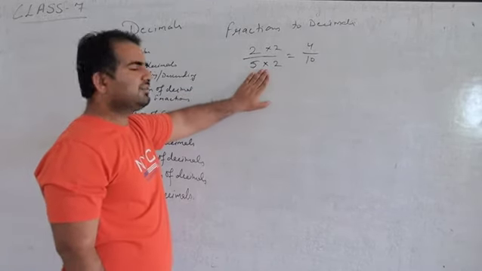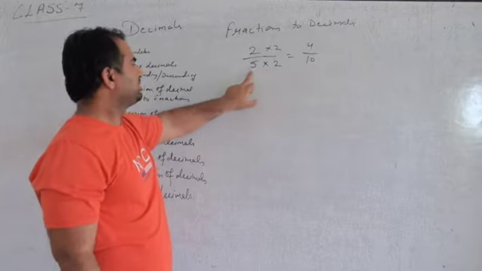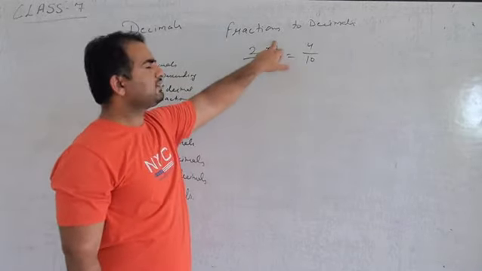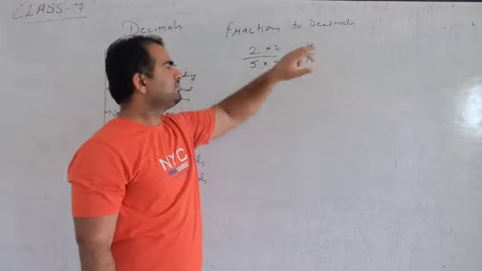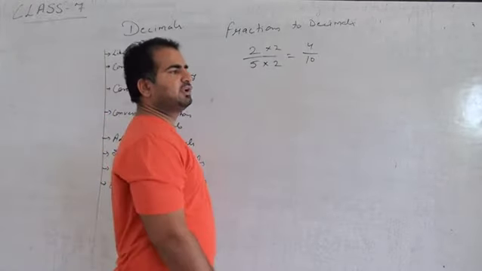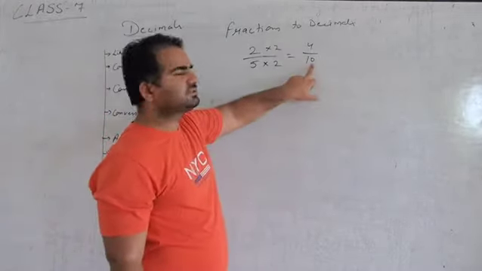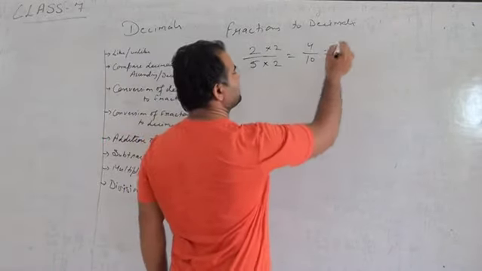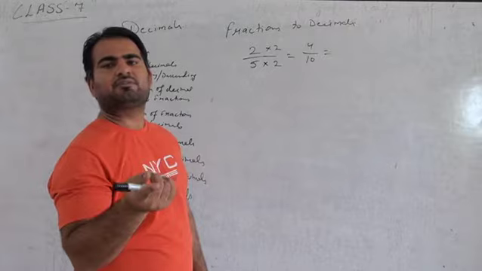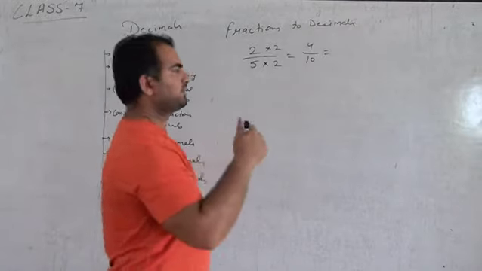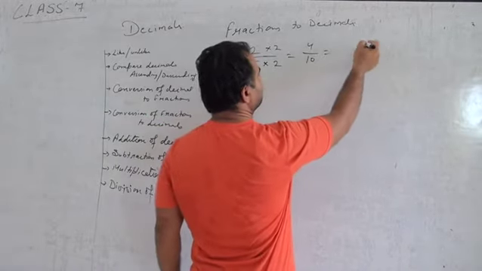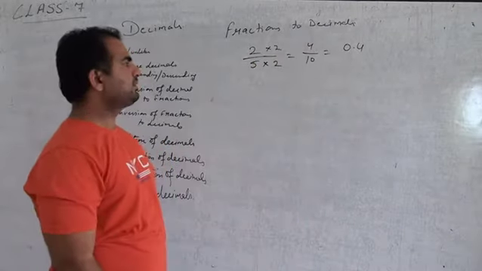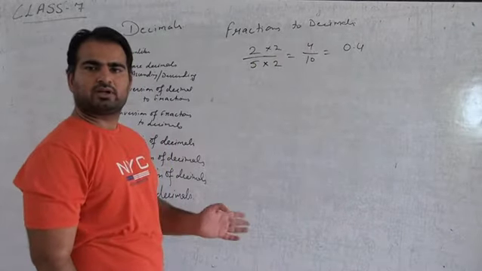What I have done is convert the denominator into 10 or 100 or 1000. It is very easy to convert this into 10. So I multiplied the denominator by 2, so we have to multiply the numerator by 2 as well. So it will be 4 by 10. Now how many zeros are there? 1. Then we place the decimal after one digit from the right, and then write 0. It will be 0.4. Done?